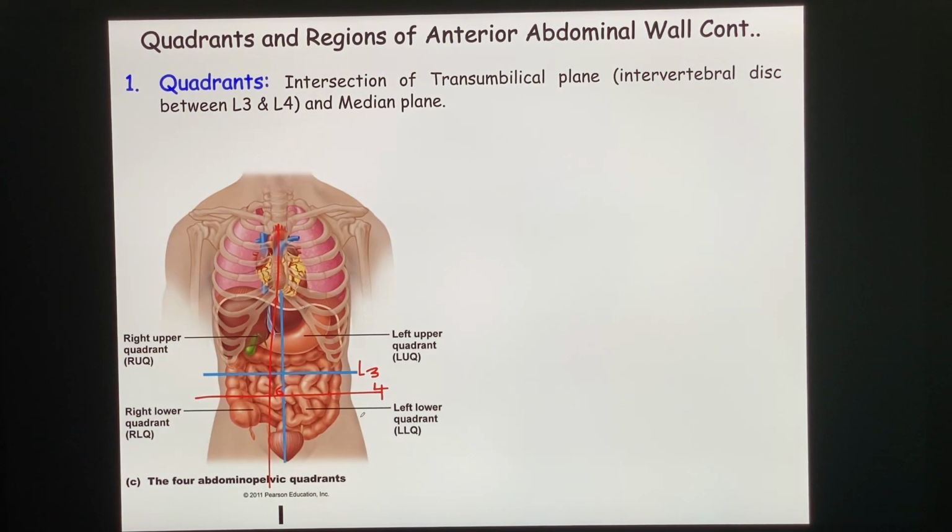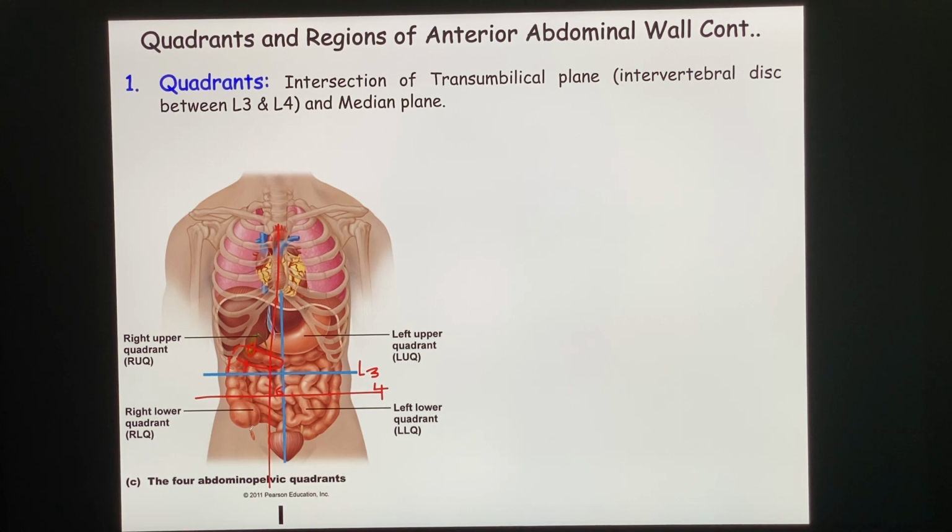Now why do we need to know this? As I mentioned, we need to know the viscera which are lying deep to it, to make it very easy for us to know what the different viscera lying deep to it are. For example, let's come to the right upper quadrant. Here we have the majority of the liver and the gallbladder. Then we see the right half of the transverse colon, and a bit of the upper part of the ascending colon.